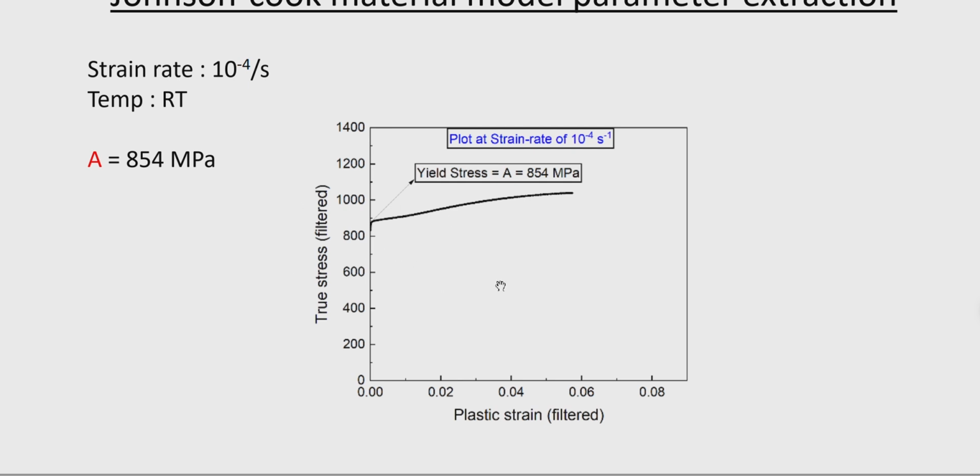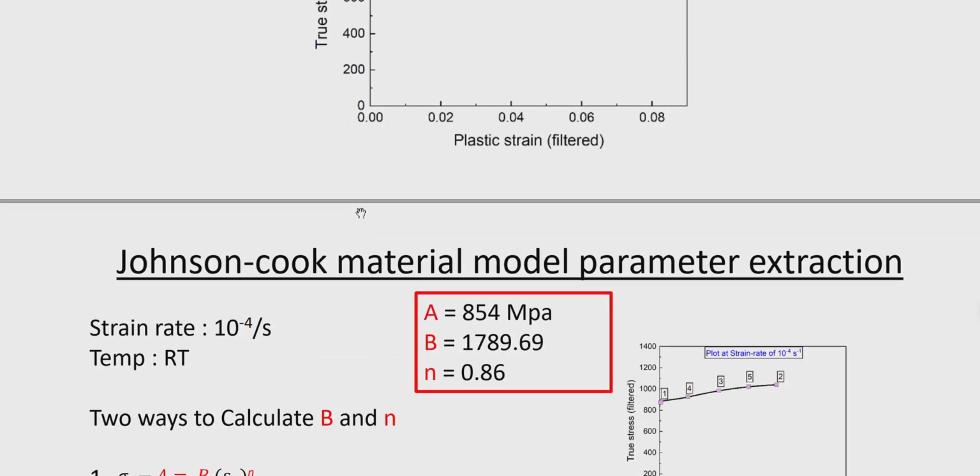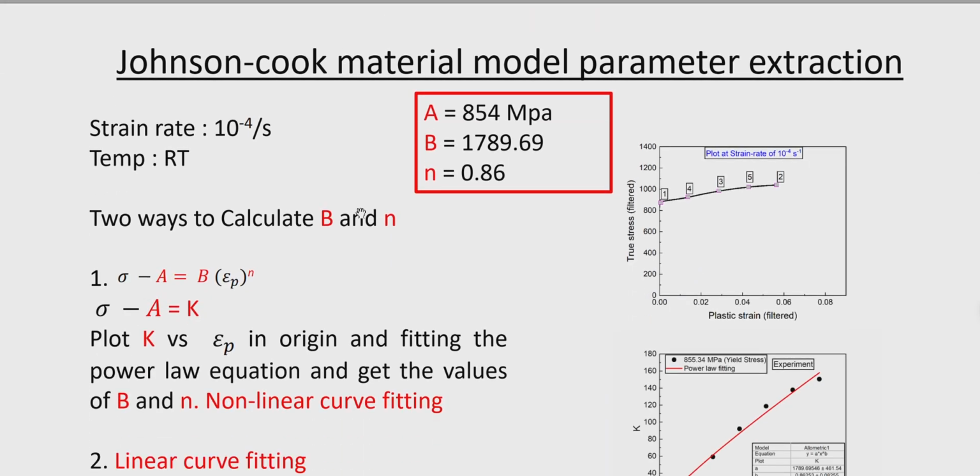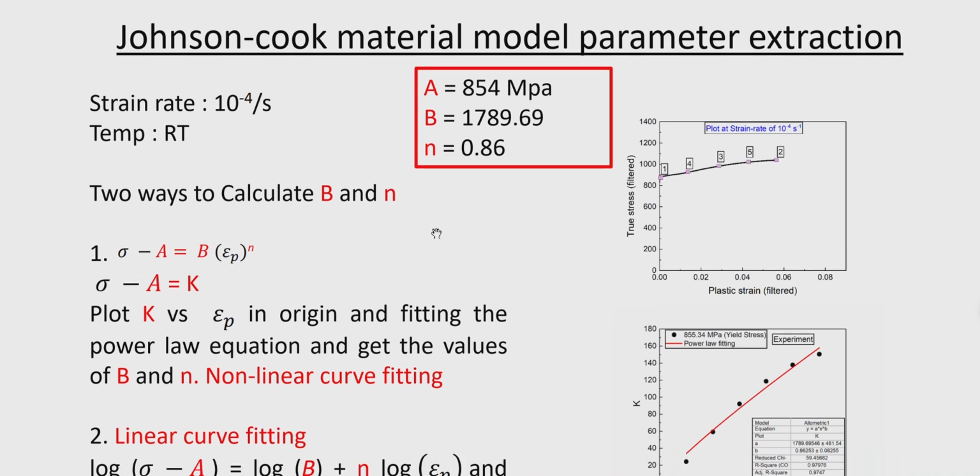So, here is a curve. You can see that we have calculated A by plotting the true stress versus plastic strain curve, and this point is the yield stress of the material, which is calculated at 10 to the power minus 4 per second strain rate. Now, we will calculate the parameters B and N. For calculating the parameters B and N, there are two ways which I have given here.